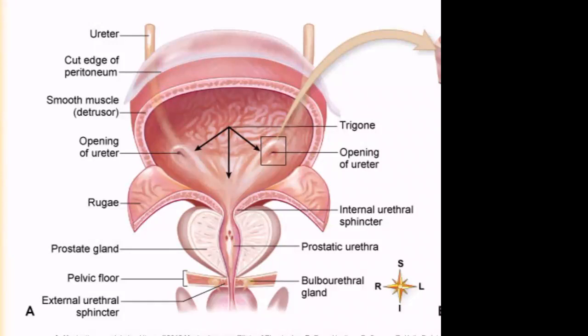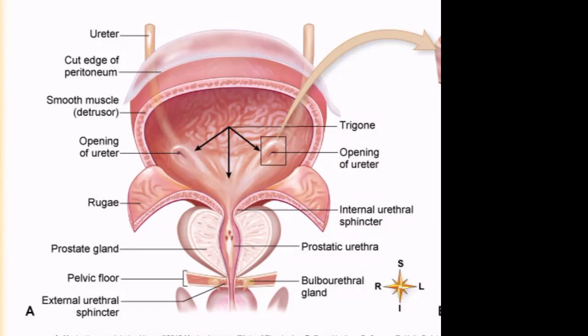The rounded dome-shaped part of the bladder, it's not listed here, but that is called the fundus. Just like we saw with the stomach, the rounded dome-shaped part of the stomach called the fundus. The detrusor muscle is the main muscle of the bladder, because the bladder does squeeze to push that urine out.